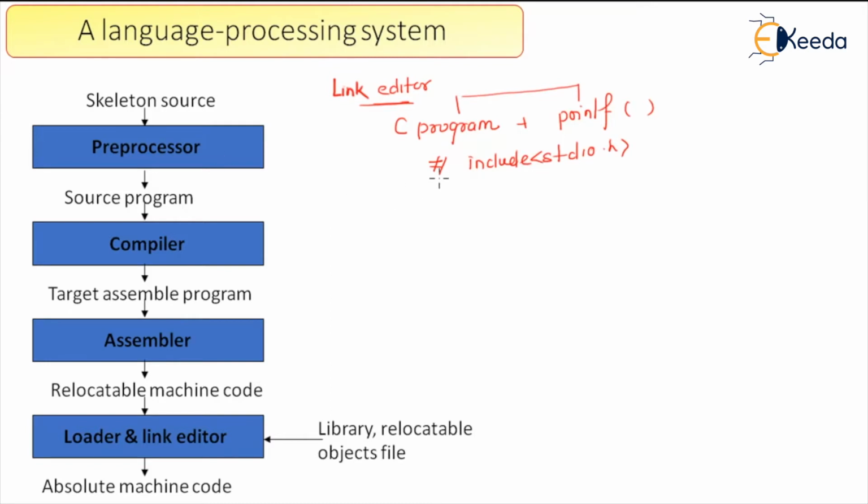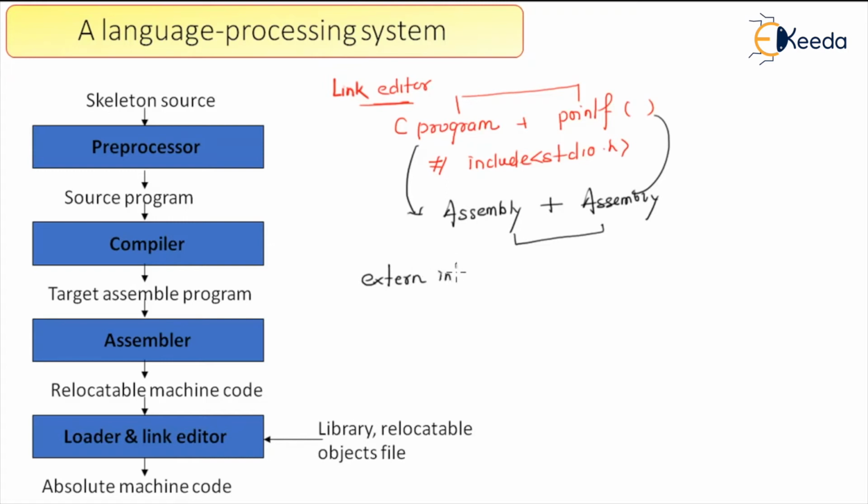Now it is the responsibility of the link editor to create a bridge or link between these two parts. It takes the assembly program for this C language part and the assembly part of printf and links them together, creating a single executable file.